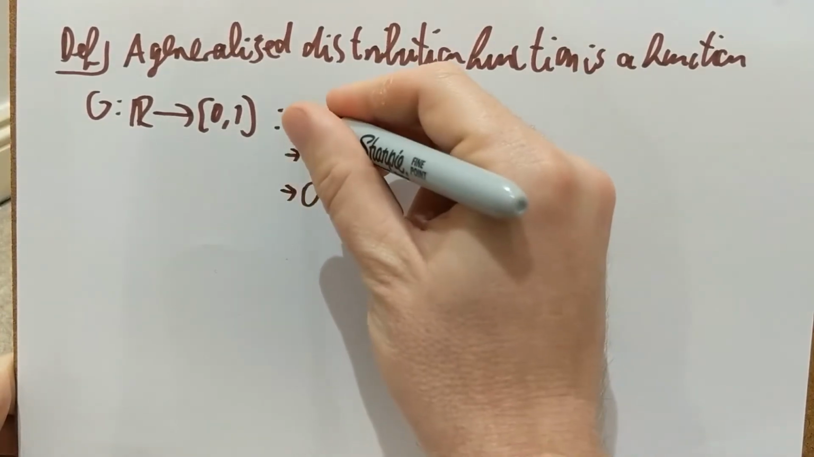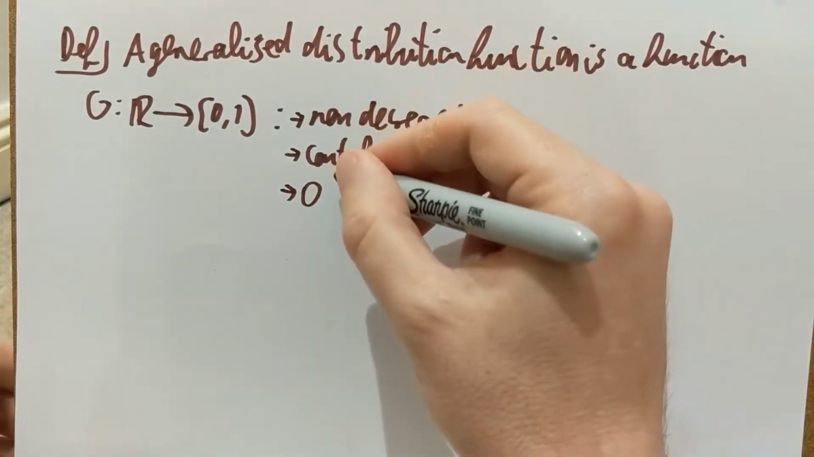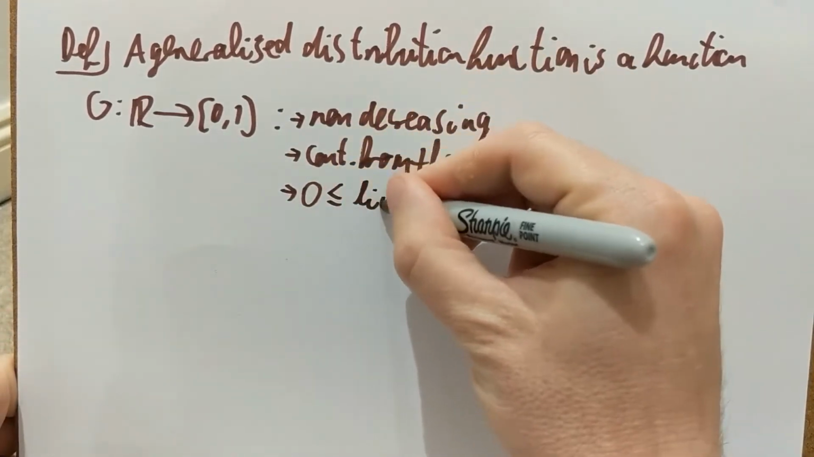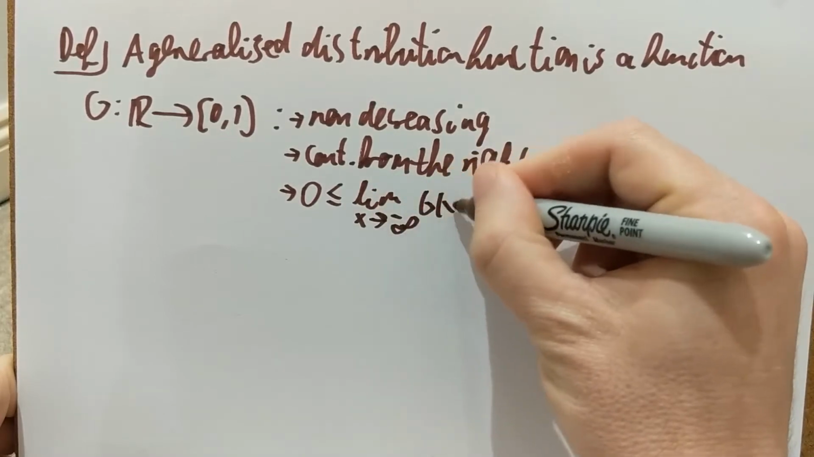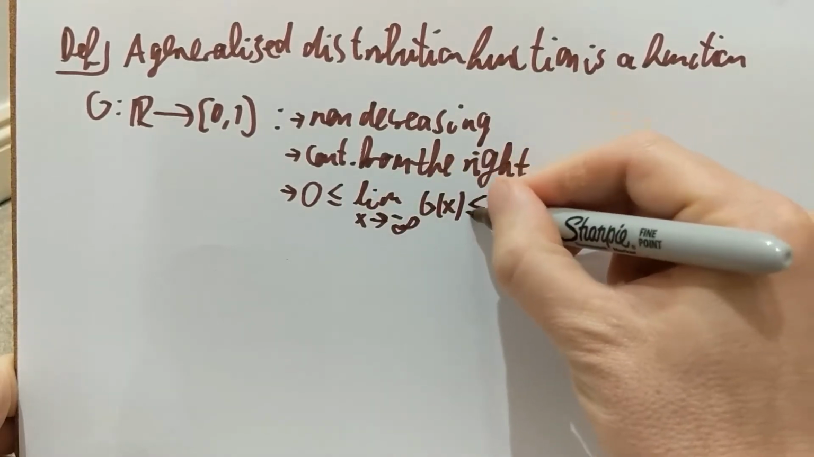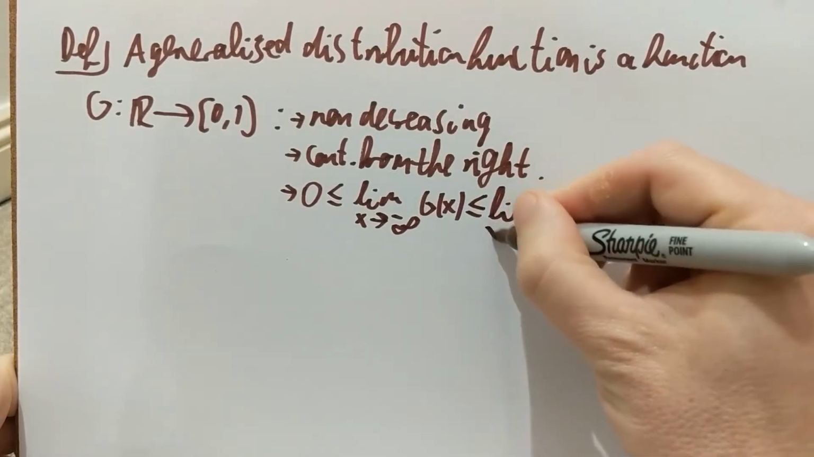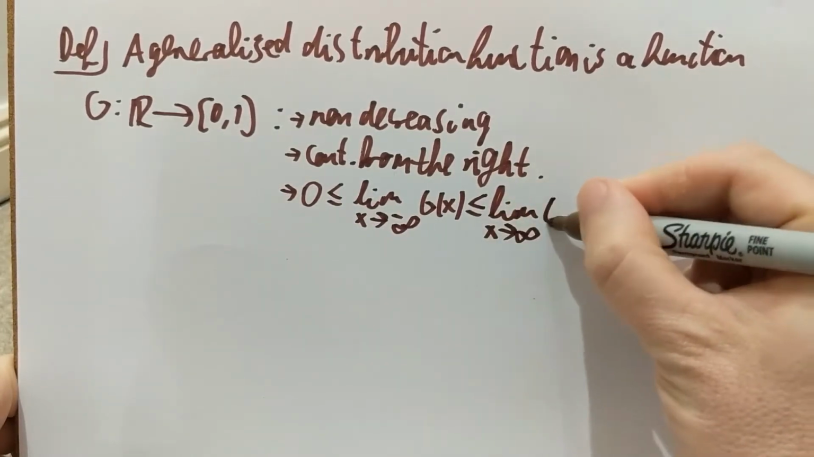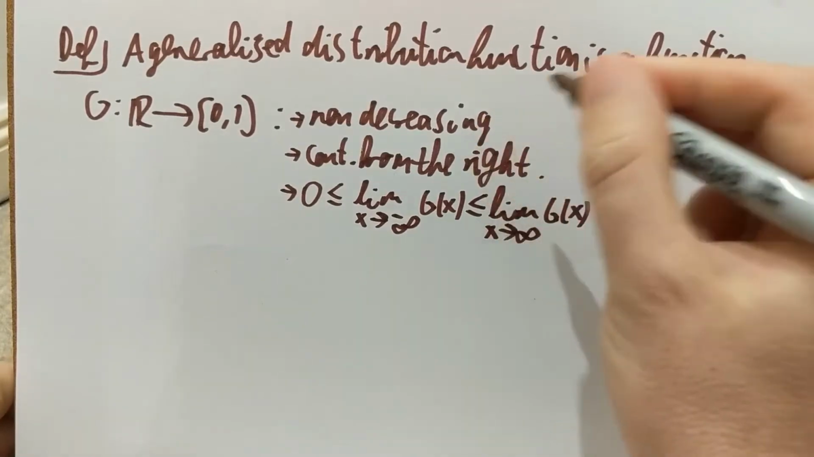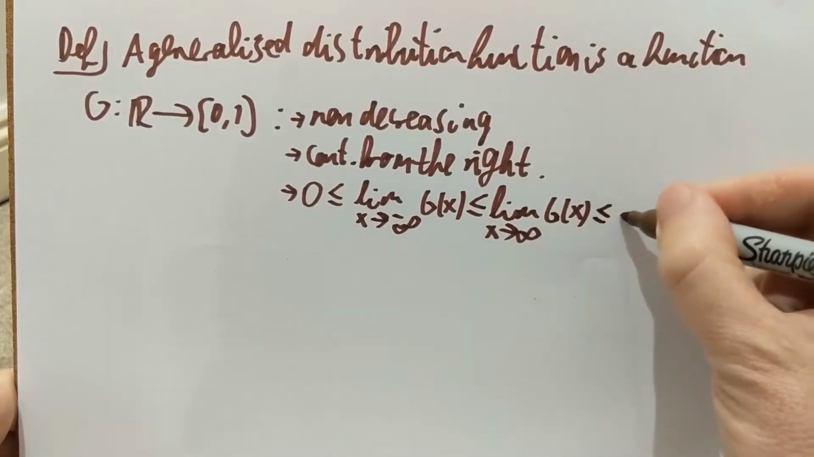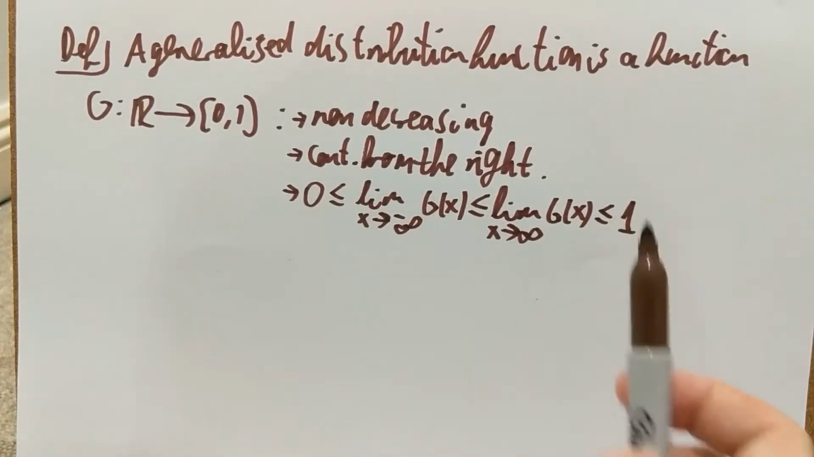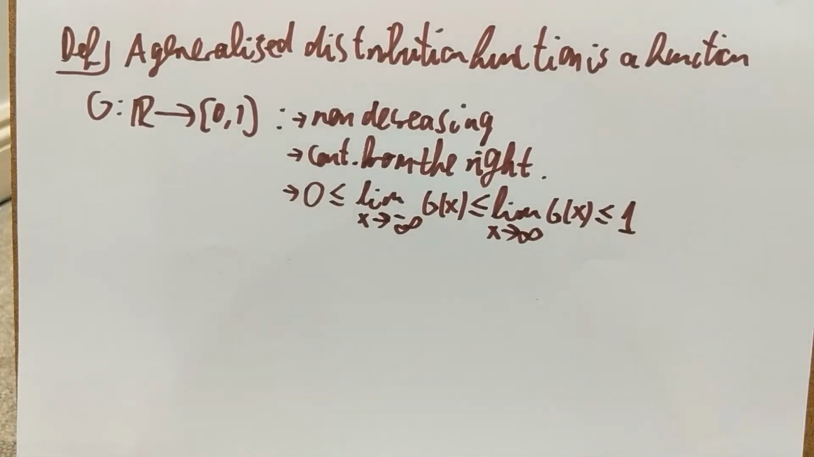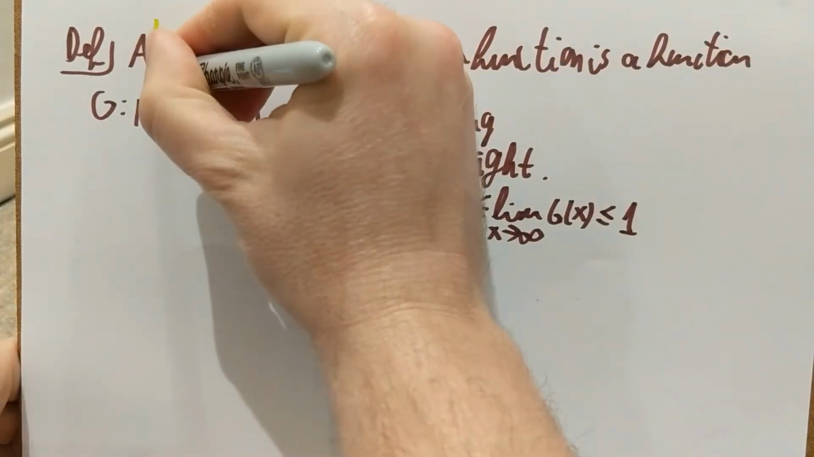Let's make these things into arrows. So if I take the limit as x goes to negative infinity of the function, that's of course smaller than or equal to the limit as x goes to positive infinity. These limits exist, and this inequality is due to the non-decreasing property. The main point here is that the left limit is non-negative and the right limit is less than or equal to 1.